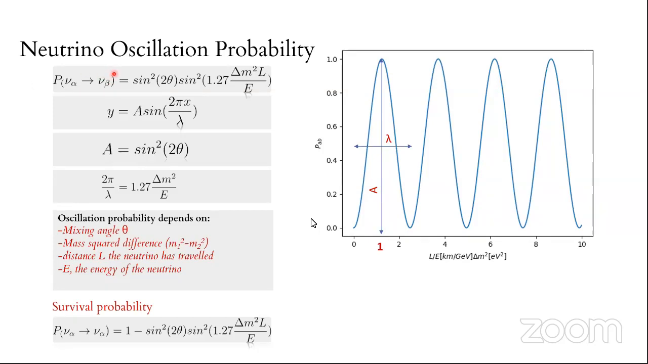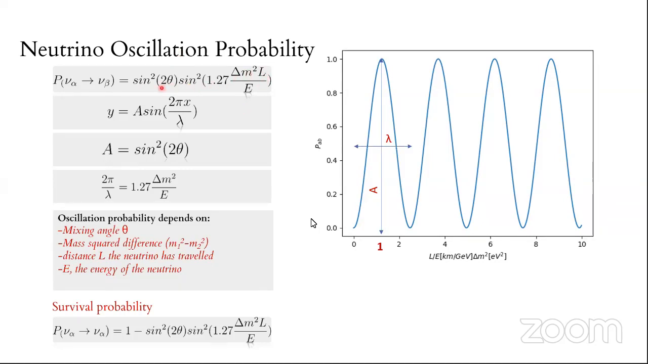So this probability, we call it the oscillation probability, is equal to sine squared 2 theta, sine squared 1.27 delta m squared L by E. It's not a very difficult derivation, but it requires some background in quantum mechanics, but I leave it for now. But this is something that you should take home. The oscillation probability is equal to sine squared 2 theta, sine squared 1.27 delta m squared L by E.